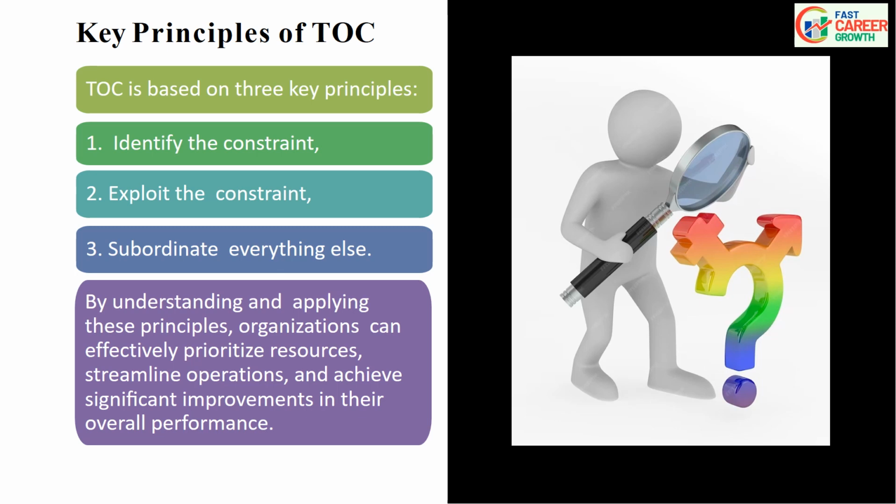Core concepts. Every process has a single constraint. Total process throughput can only be improved by addressing and improving the constraint. Focus on the constraint is the essence of TOC.